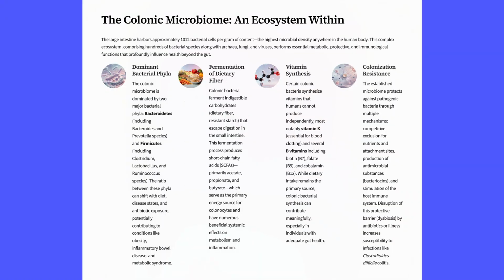The colonic microbiome functions as a complex ecosystem. Dominant bacterial phyla include Bacteroidetes and Firmicutes, which make up over 90% of the colonic bacteria. Fermentation of dietary fiber occurs when bacteria break down indigestible carbohydrates, producing short-chain fatty acids like acetate, propionate, and butyrate. Vitamin synthesis includes the production of vitamin K and certain B vitamins by colonic bacteria. Colonization resistance refers to the microbiome preventing pathogenic bacteria from establishing infection by competing for nutrients and producing antimicrobial substances.